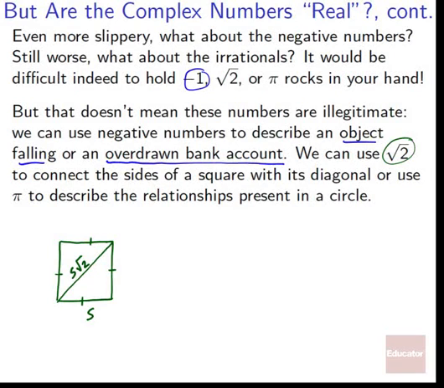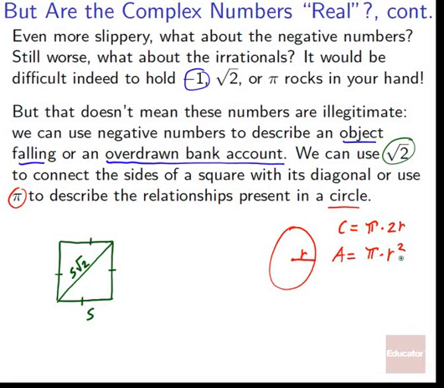Or if we look at a circle, we'll see pi showing up, right? If we want to talk about the circumference of a circle, pardon my not quite perfect circle, it'll be pi times 2 times the radius. So there's pi showing up. Or if we want to talk about the area, it'll be pi times the radius squared. So there are relationships going on in circles. And circles are real life things. We see circles, spheres, and other circular objects in lots of places in real life. So it seems reasonable to count root 2, pi, negative 1.